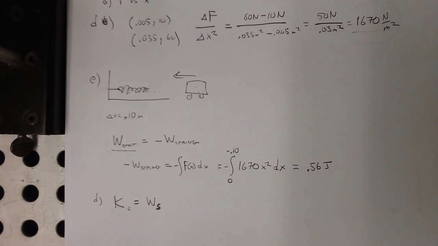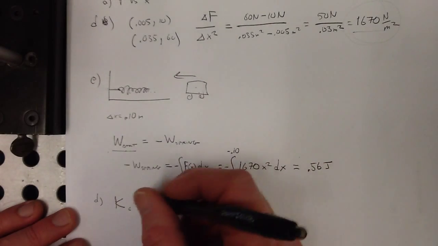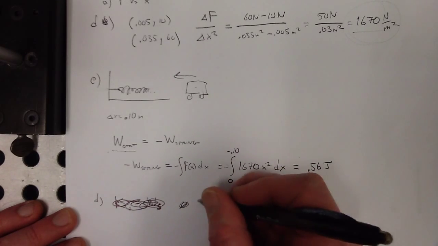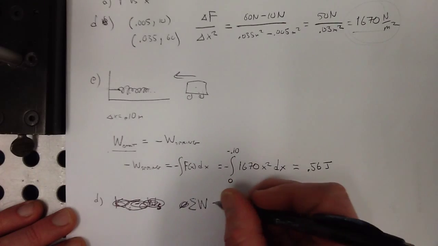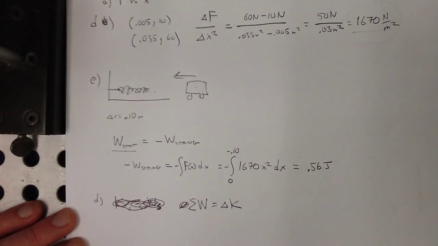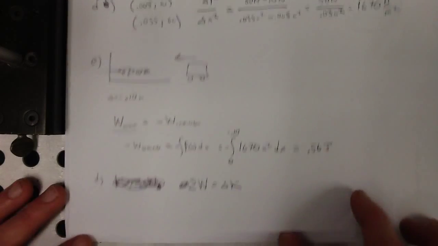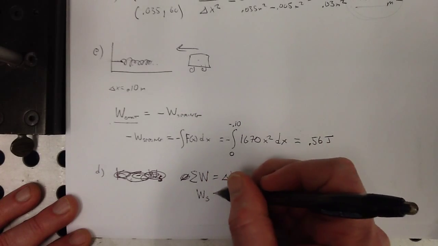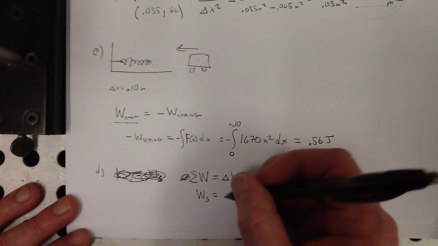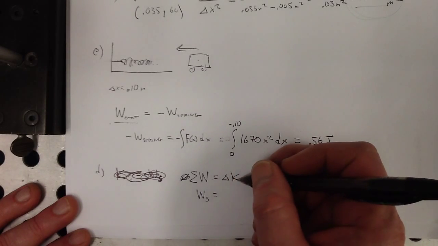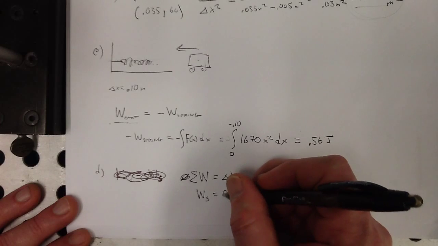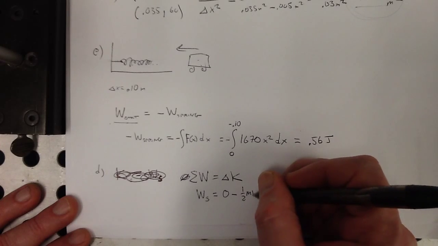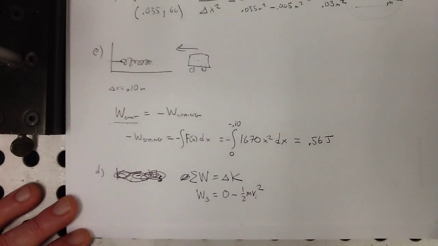Right? Or maybe it would be better to say it this way. Let's scratch that. Say the net work is equal to the change in kinetic energy. Right? Well, what's doing work on the cart? The spring is doing work on the cart, right? That's the only thing doing work on the cart. So the work done by the spring on the cart is equal to the change in kinetic energy, which is equal to, well, the final kinetic energy is 0 of the cart, right? Because it stops and then turns around. And the initial kinetic energy is 1/2 mv initial squared.